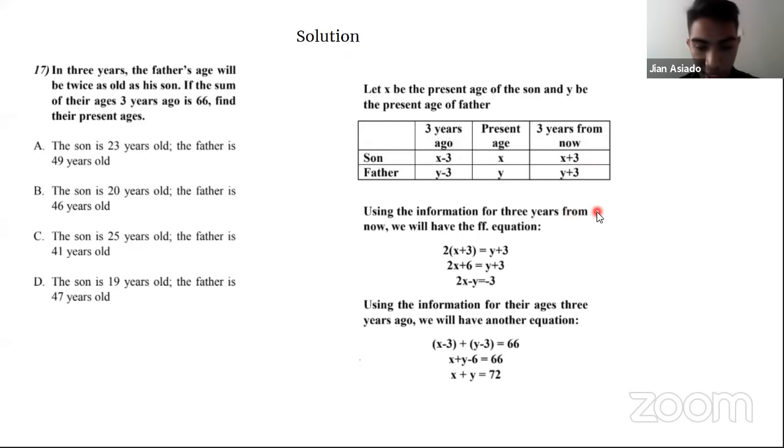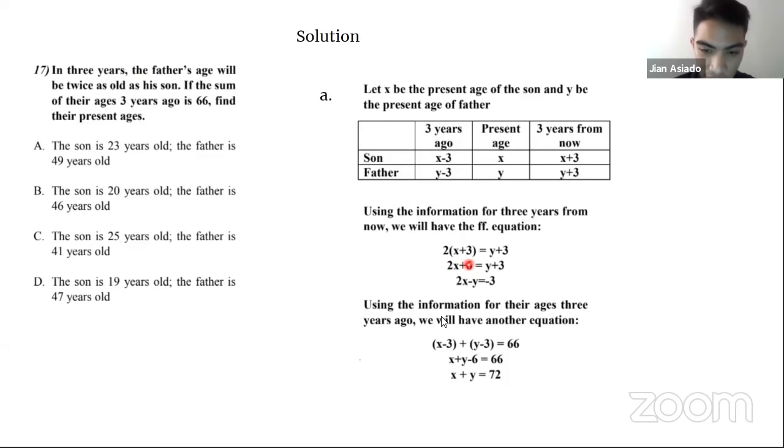Okay, so using the information, no, for 3 years, pwede tayo mag-set up ng equation. 3 years from now, no, ito si x plus 3 and y plus 3. So yun yung sinet up na equation. Paano natin na set up to? Because yung question, it states that the father's age will be twice, no? Kaya times 2, as old as his son. So yung son naman, age ni son ay x plus 3. Yan, so equal sila, then solve mo si x and y, simplify mo lang, no?